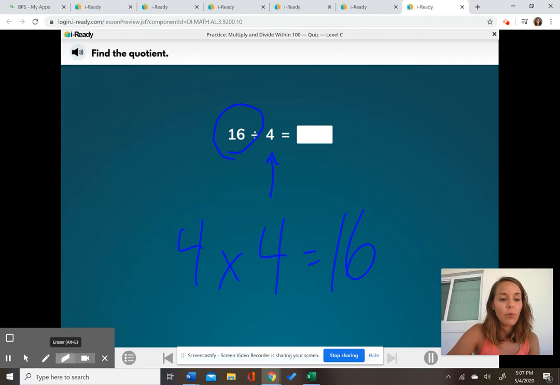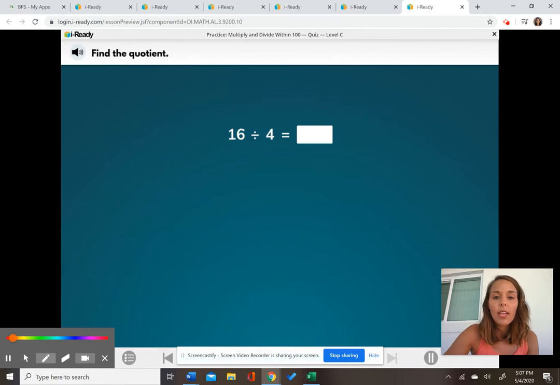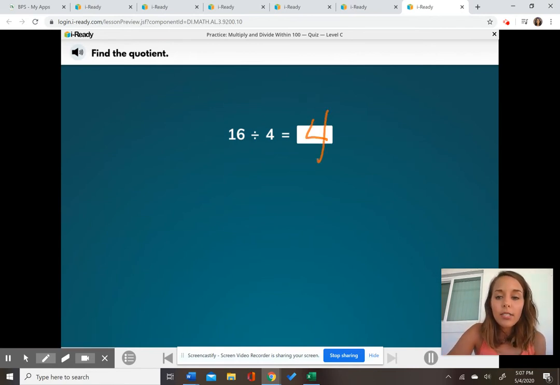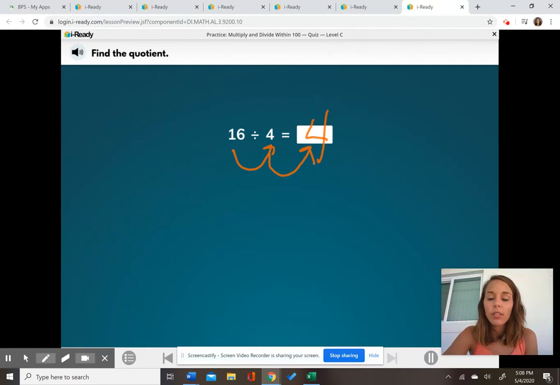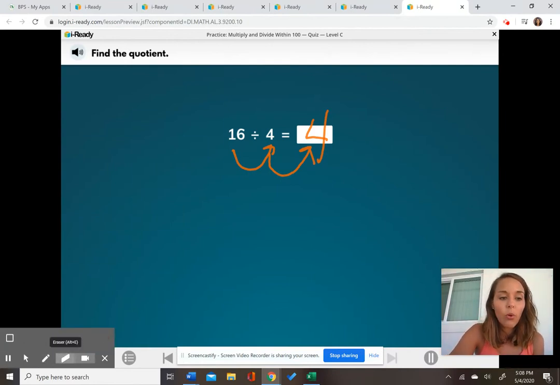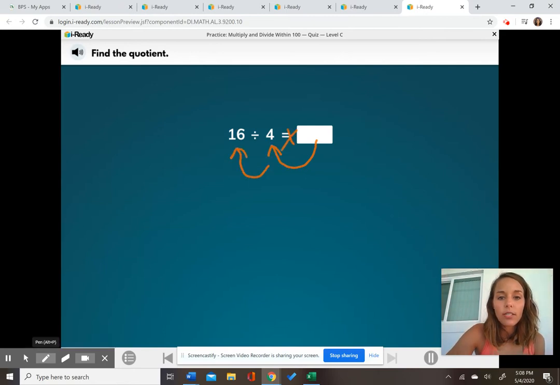So let me show you a different way as well. Let me do red, and let me put a 4 in here since I know that's my answer. If I need to move from left to right like this, 16 divided by 4 equals what? I really can also work it backwards and read the whole statement backwards. What times 4 equals 16? So that's another way to do it.